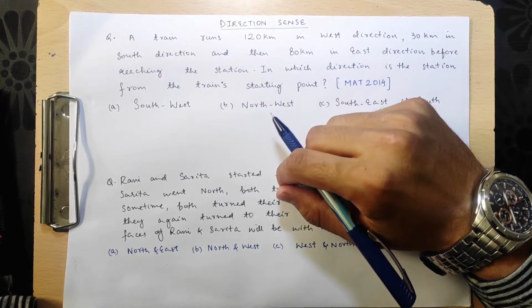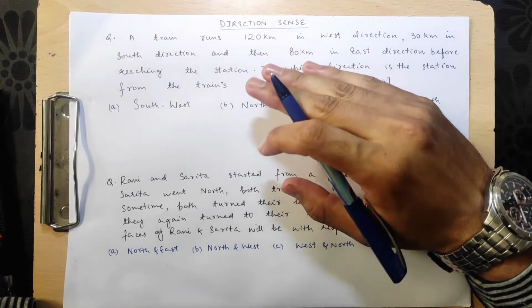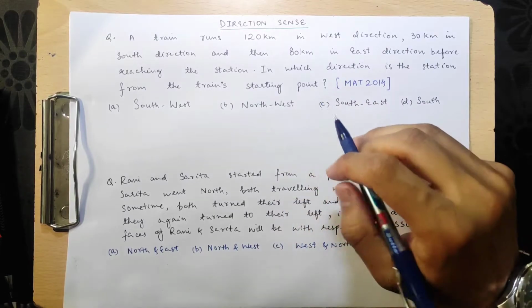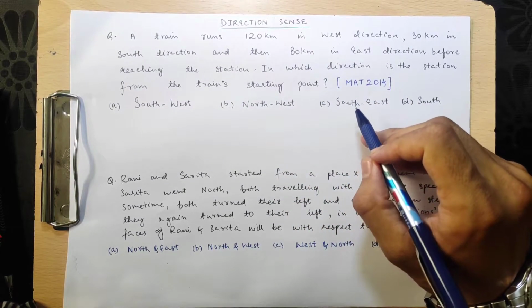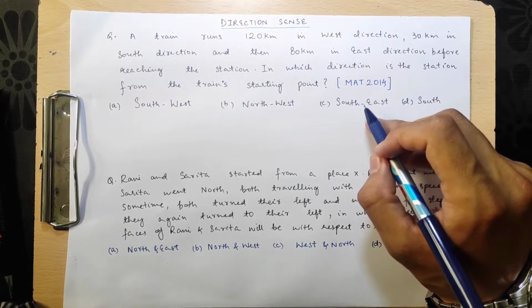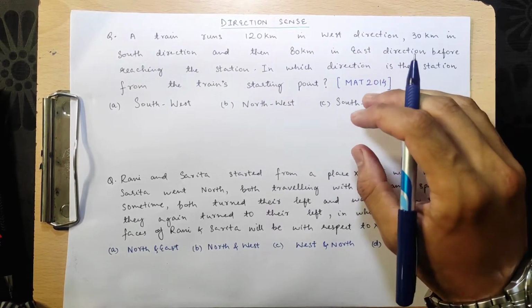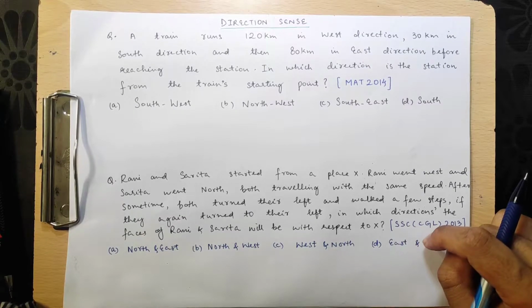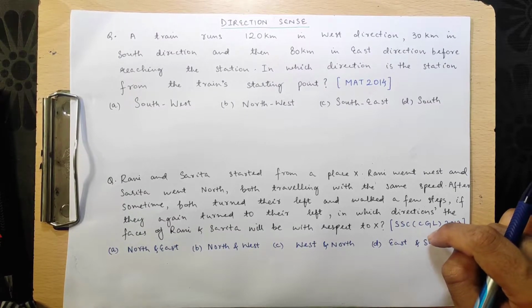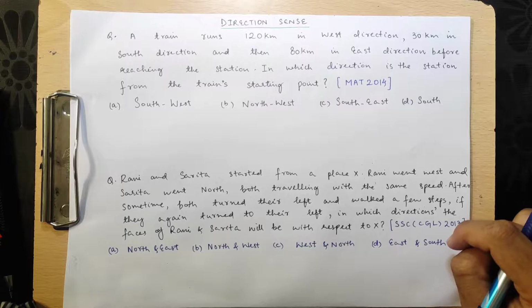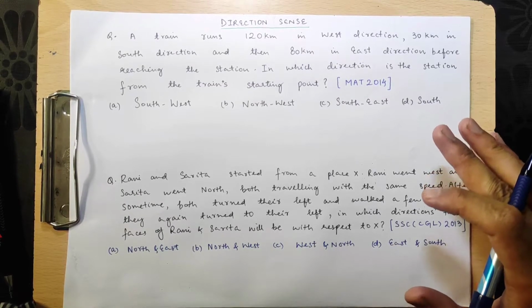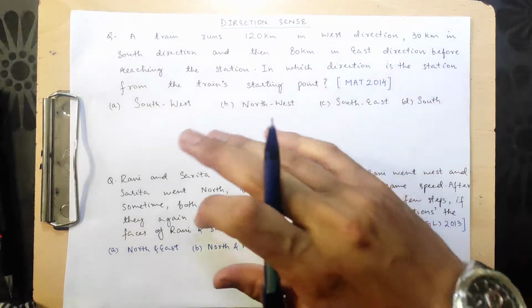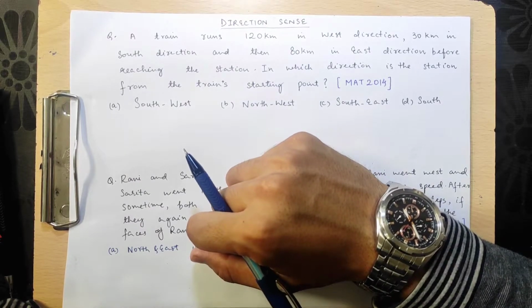Today we are going to discuss two important questions of direction sense test. As already said, these questions are very important. This question was asked in MAT, which means Management Ability Test 2014. And this is asked in SSC CGL, Combined Graduate Level Examination 2013. So from examination point of view, this is very important. So let's dive into these questions.